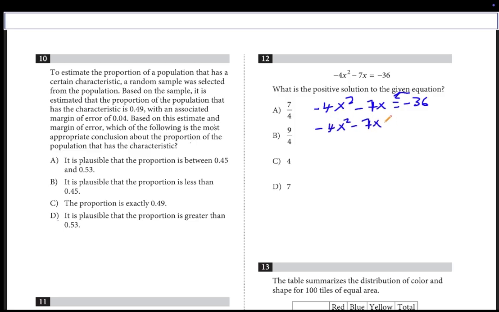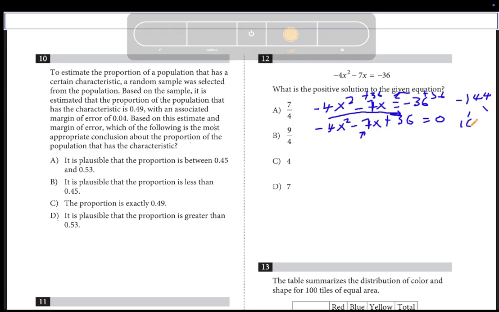Negative 4x squared minus 7x plus 36, as we bring 36 to the left side. So we're going to have plus 36 is equal to 0. Now we want to factor, and we're going to use this tactic that I've learned. So we're going to multiply this negative 4 by the 36, and that's going to equal negative 144. Now we want to find factors that multiply to negative 144 and add up to negative 7. And that's going to be 16 and 9.